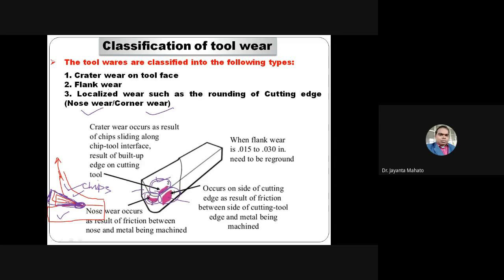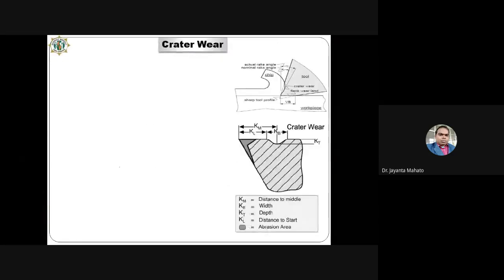Sometimes another type of tool wear occurs, which is chipping of the cutting edge. This is due to contact between the cutting edge and the uncut portion. Now, first, crater wear.